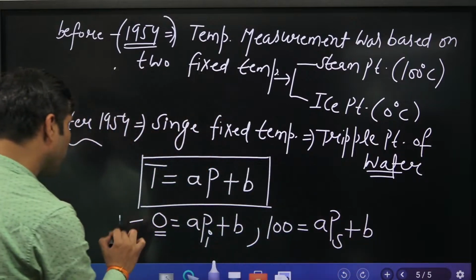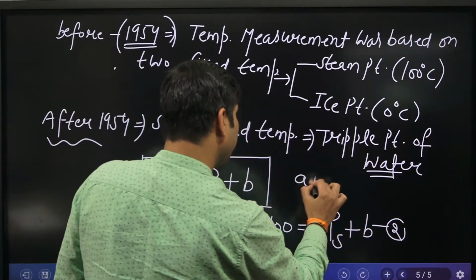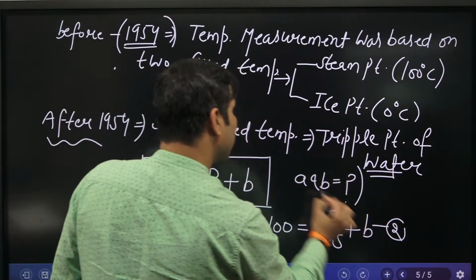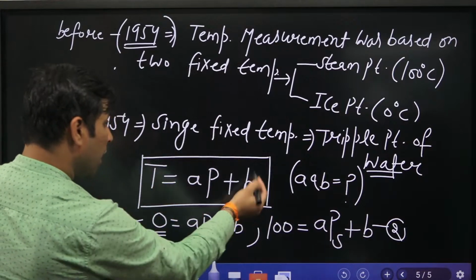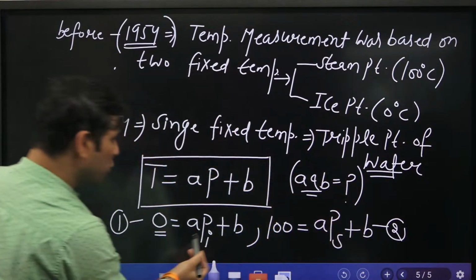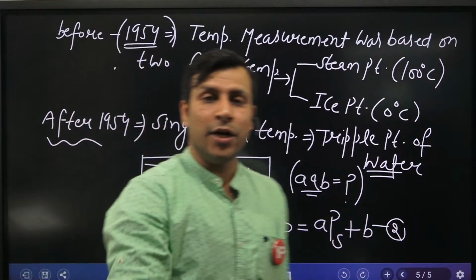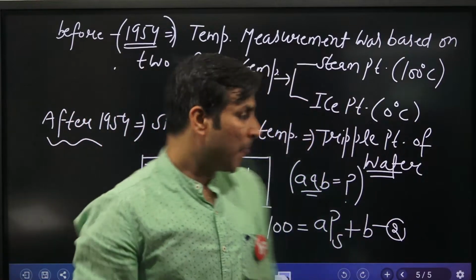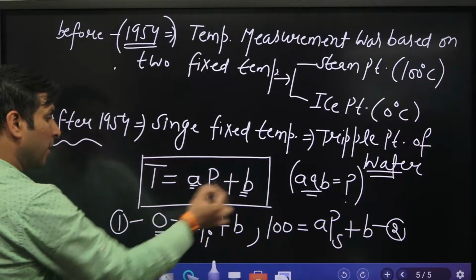If you solve these two equations, guys, you will get the values of A and B. Because there are two unknowns and two equations, you can very easily find the values of A and B. If you put those values of A and B here, you will get the temperature variation with the pressure.